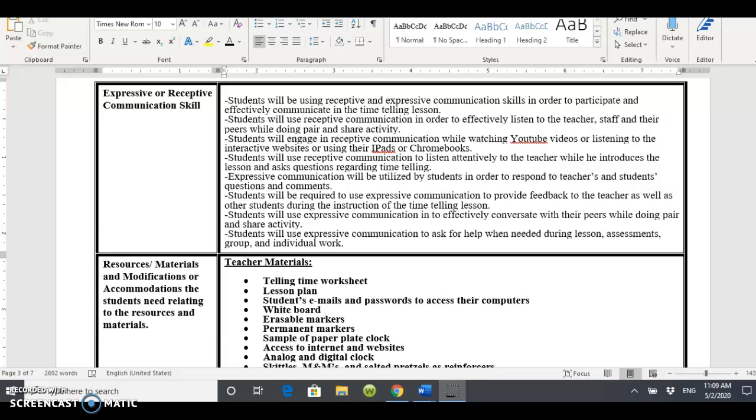Expressive communication will be utilized by students in order to respond to teachers' and students' questions and comments. Students will be required to use expressive communication to provide feedback to the teacher as well as other students during the instruction of the time telling lesson. Students will use expressive communication to effectively converse with peers while doing pair share activities. Students will use expressive communication to ask for help when needed during lesson, assessment, group, and individual work.